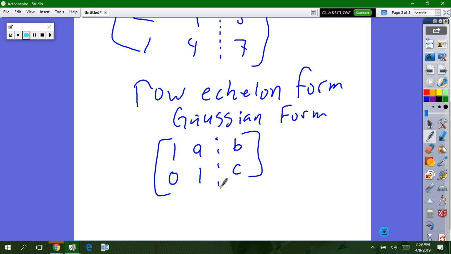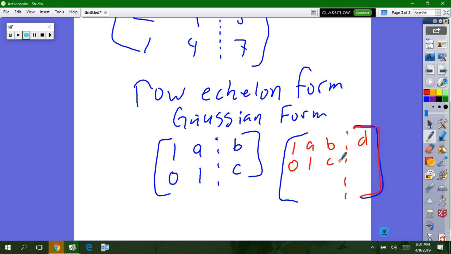So if it was a 3 by 3, here's what it would look like. So if I had 3 by 4, it would go 1, A, B, D, 0, 1, C, E, you get what I'm saying here. You see how I have ones down my diagonal and zeros below? Okay, this is called row echelon form. That's your full key.